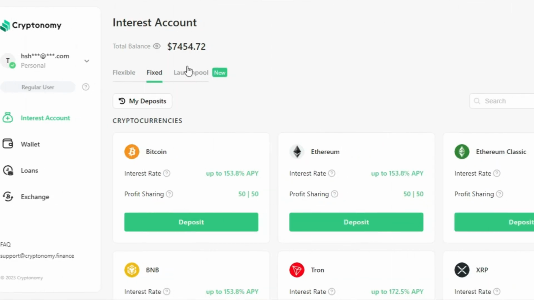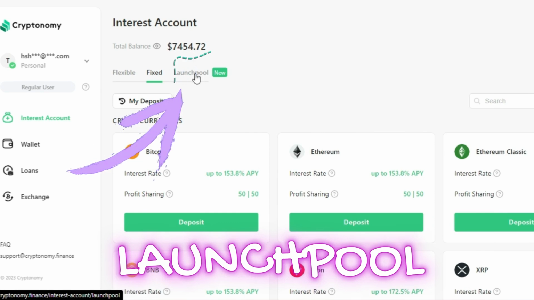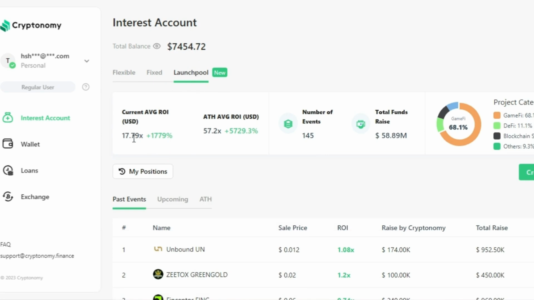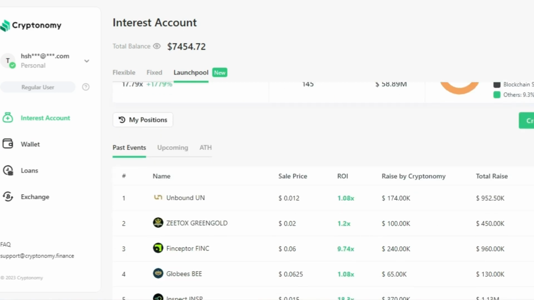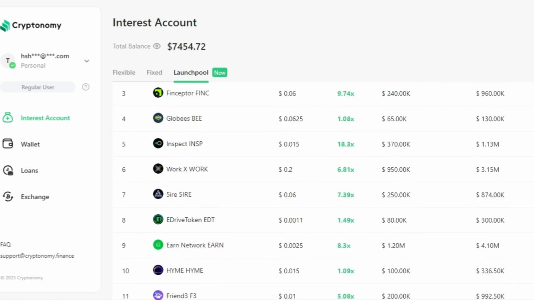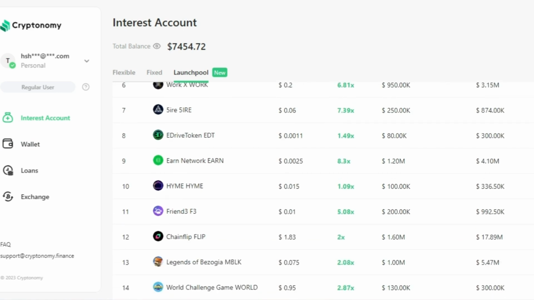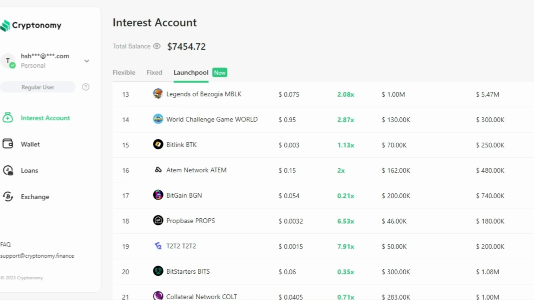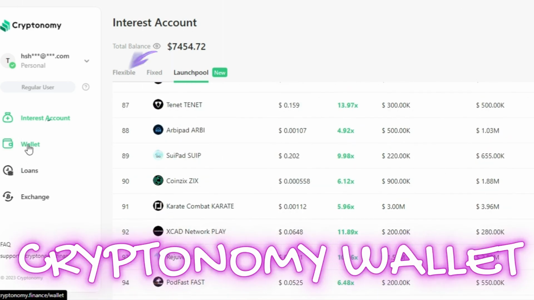Next up, let's talk about Cryptonomy's main product, the launch pool. You can check it out at cryptonomy.finance and interest account. The launch pool is a big part of Cryptonomy's offerings and something I'm really excited to explore further in my future videos. While we won't dive deep into it today, I promise to give you a thorough explanation down the road. But before we call it a wrap, let's take a peek at my Cryptonomy wallet.